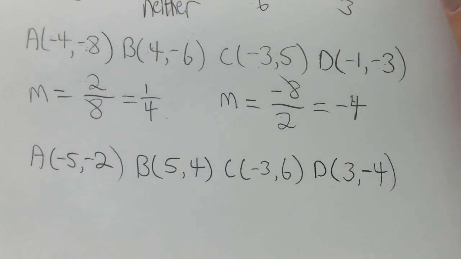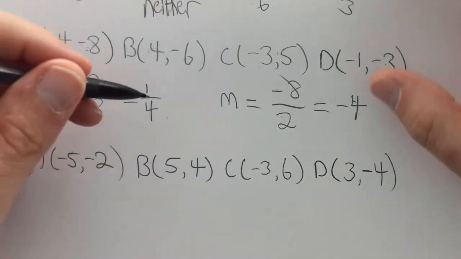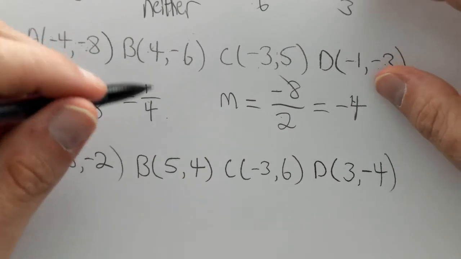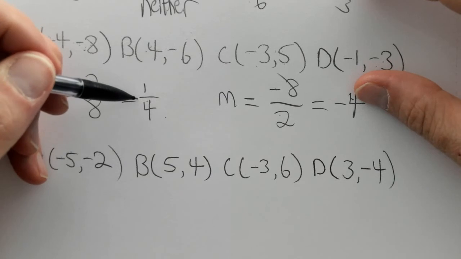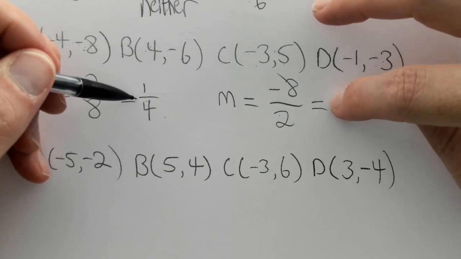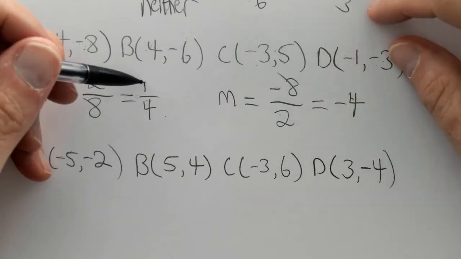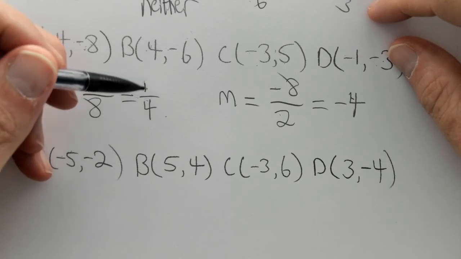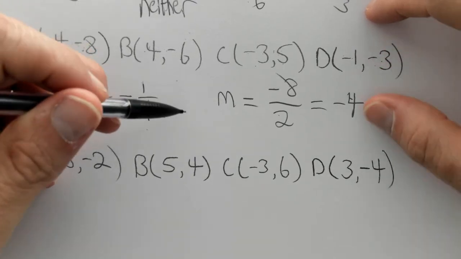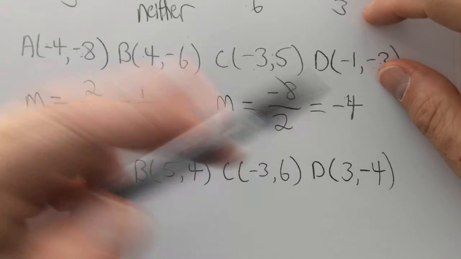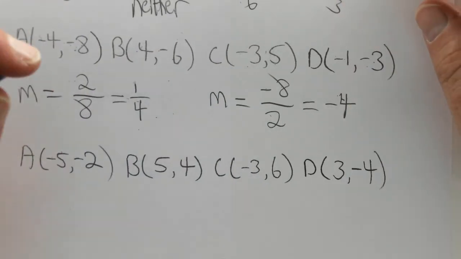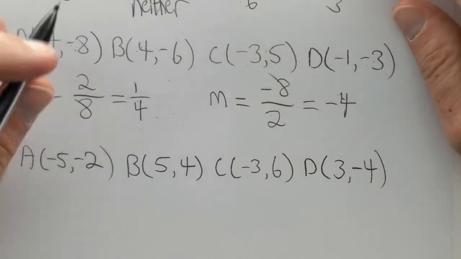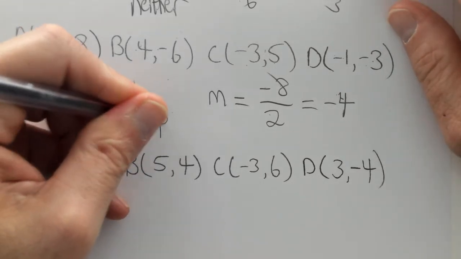All right, let's compare. Okay, they're obviously not going to be parallel. 1/4 and -4 are not the same, but are they opposite reciprocals? Well, they are opposite. This one is positive, this one is negative, so we got the opposite part, but do we have reciprocal? Well, 1 over 4 flips to 4 over 1. And 4 divided by 1 is just 4. So we actually do have opposite reciprocals here. And so that should tell you that your answer is going to be perpendicular.